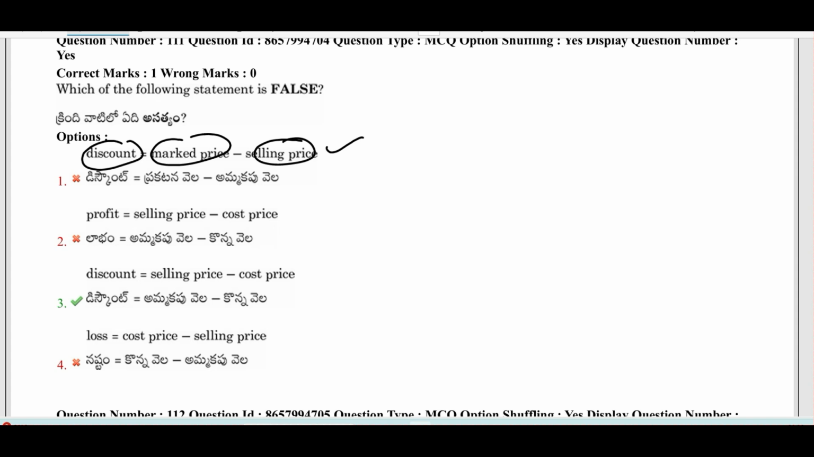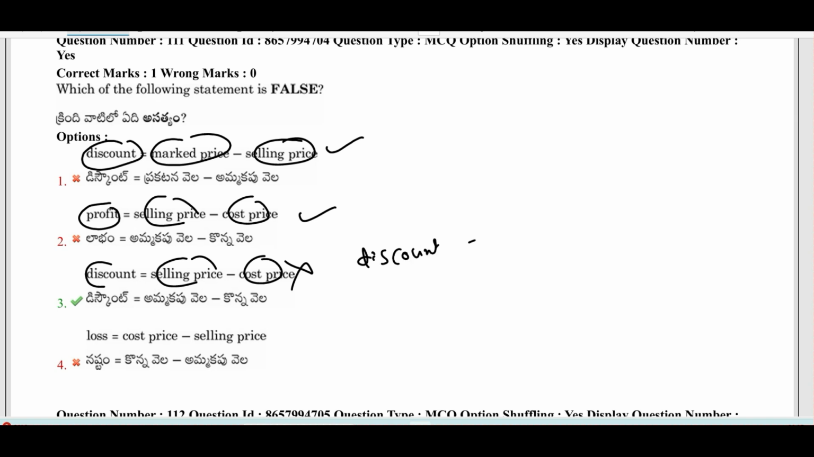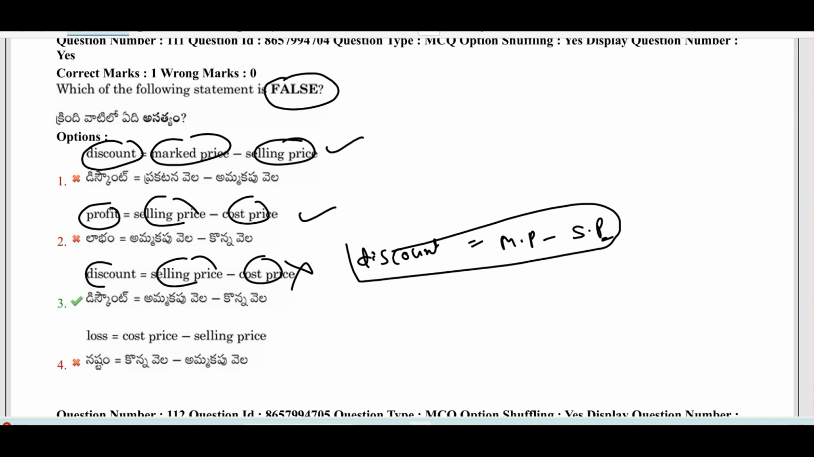And the second statement is profit is equal to selling price minus cost price. This is also a correct statement. And discount is equal to selling price minus cost price. This is false, because discount is calculated on the market price. Discount is equal to market price minus selling price. By using this formula, we can find out the discount. So the third option is a wrong statement, and as we are asked to find which is false, the third is false. So we can go with the third option as the suitable answer for this question.